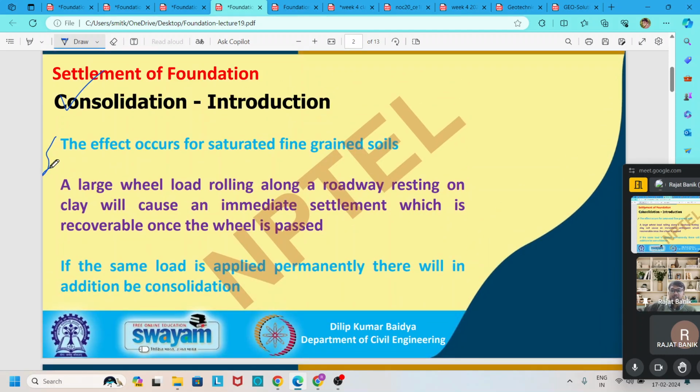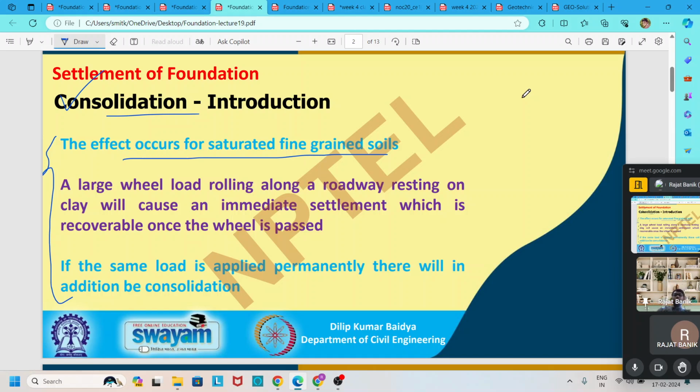Here is some discussion there; you go through it. It is about the difference between the immediate settlement, or elastic settlement, and, in between, the primary consolidation settlement. This consolidation settlement occurs for saturated fine-grained soil only. That means only when the soil is saturated may this consolidation settlement take place.